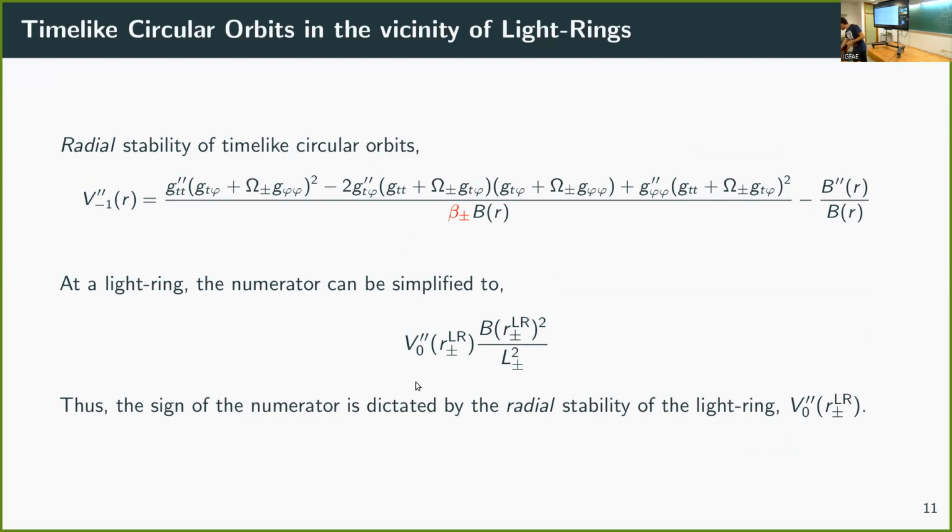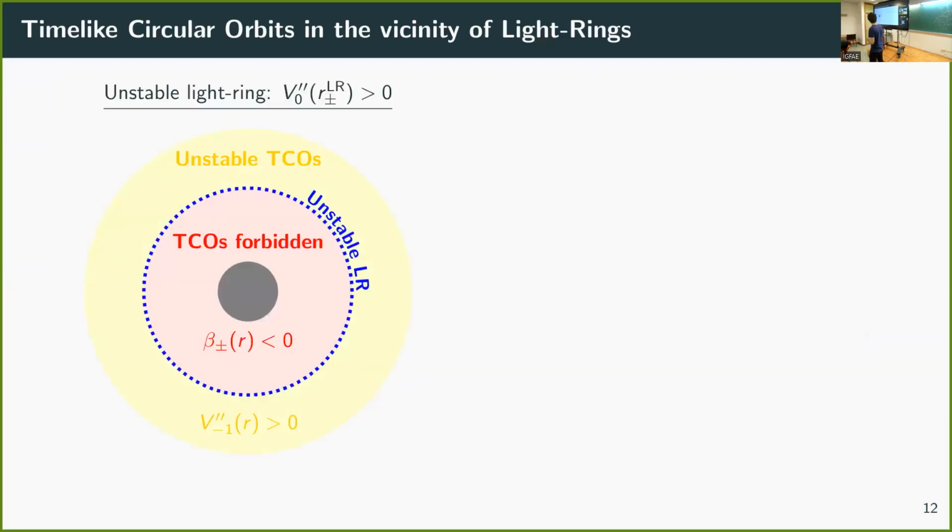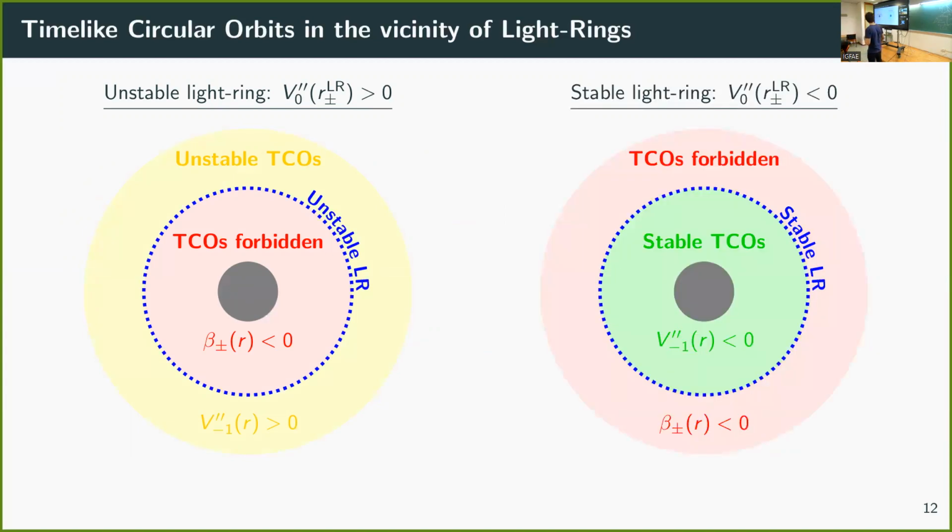This means that if you go back to the diagram, if you have an unstable light ring, then radially outside of it you have only unstable time-like cyclic orbits. Whereas in the case of a stable light ring, the inner region is a region always with stable time-like cyclic orbits. So these are the two main results for this part.